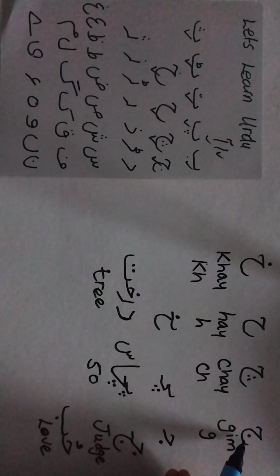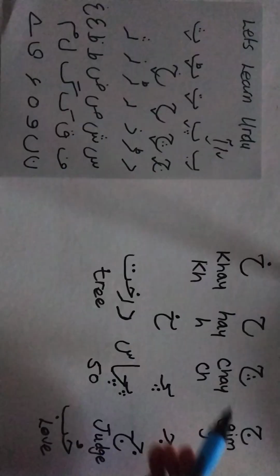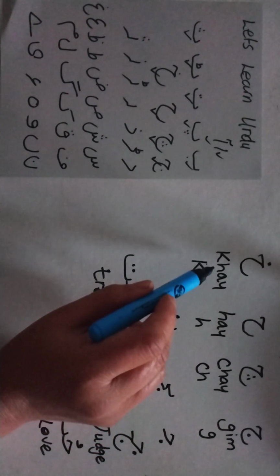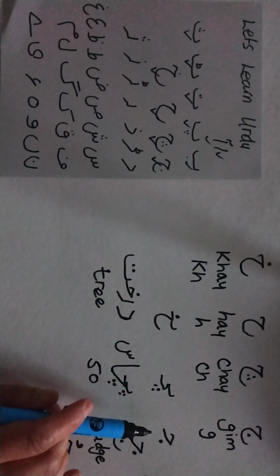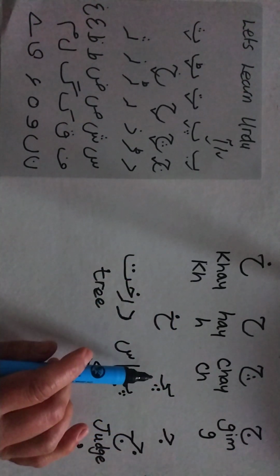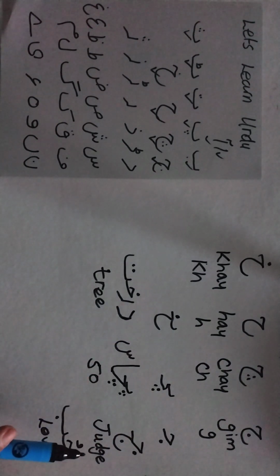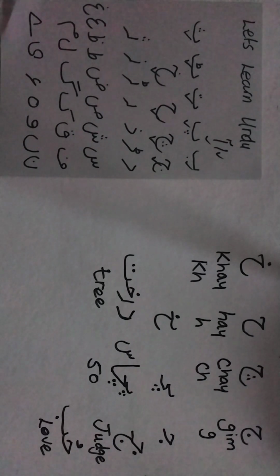So J, Ch, H, and Kh, beginning, middle, and at the end. And these are the words we can make with J, Ch, H, Kh in the beginning, middle, or at the end.